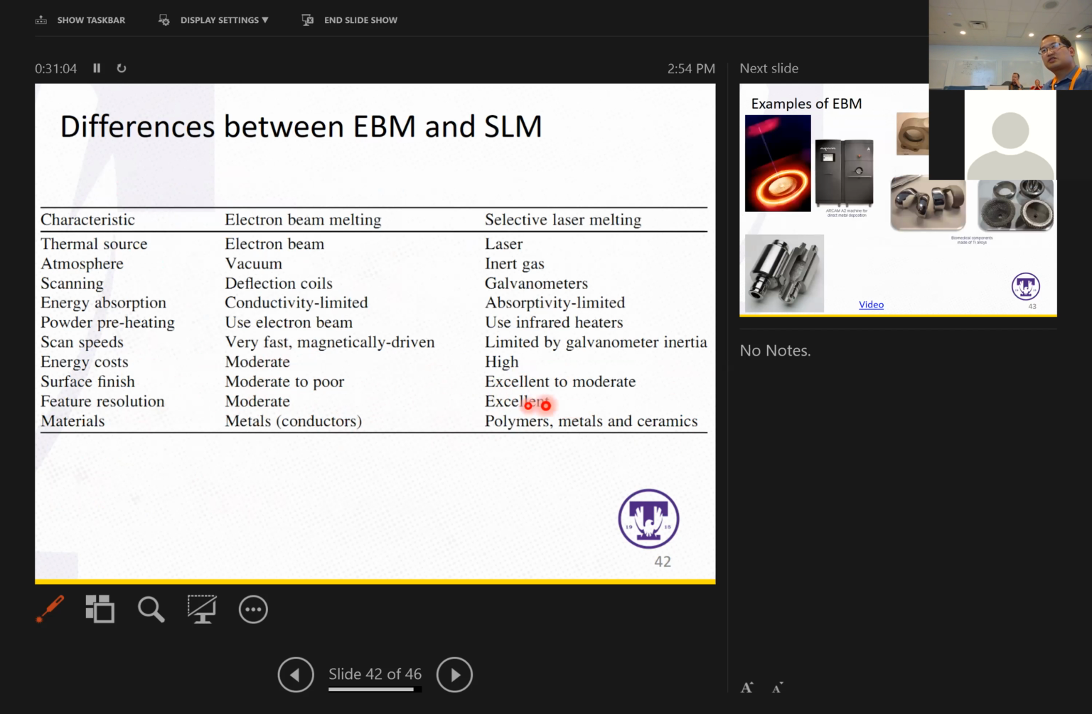For the materials, because EBM utilizes the electron beam as a source, it has to be a conductor. So only metal could be used for the building material. But for the laser-based, polymer, metal, and ceramic are the materials that could be used. So any comments on this comparison or features? Yeah. The other thing about electron beam is it can have mass loss, vaporize deposits.